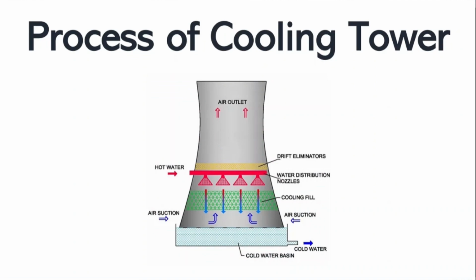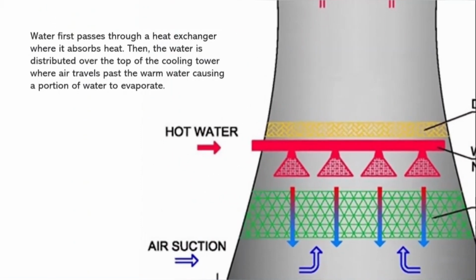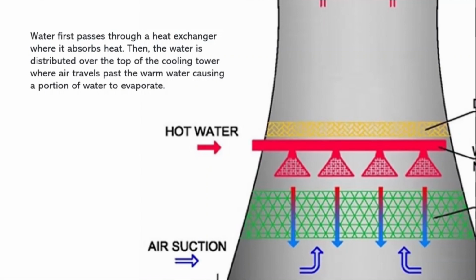Next, we will look at the process of cooling tower. Water first passes through the heat exchanger where it absorbs heat, then the water is distributed over the top of the cooling tower where air travels past the warm water, causing a portion of water to evaporate.